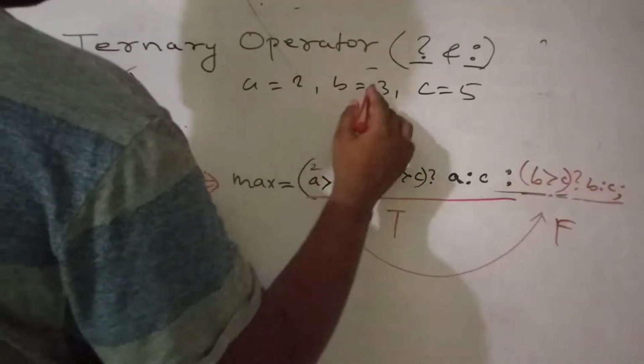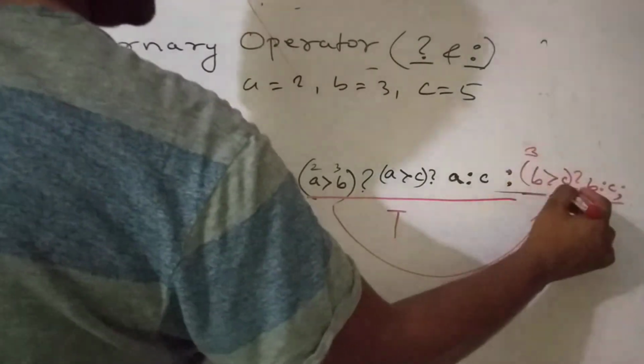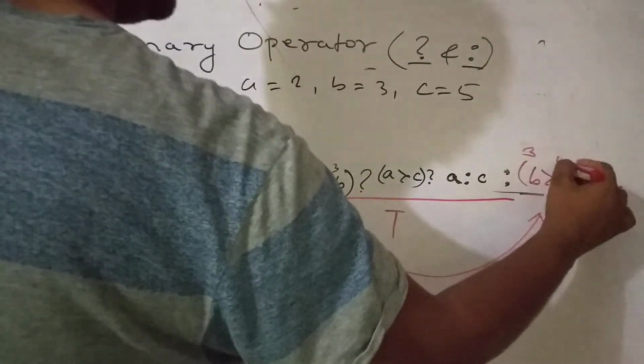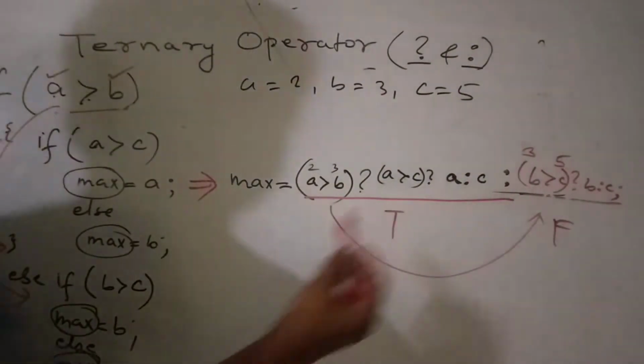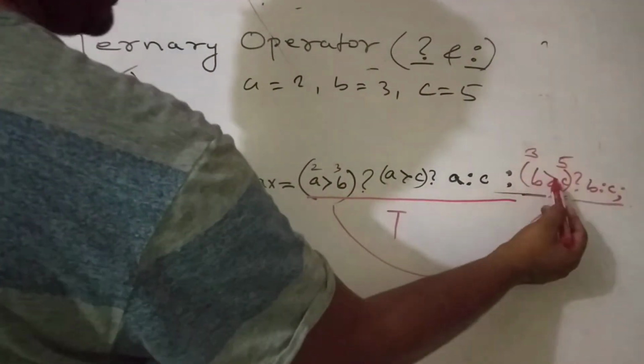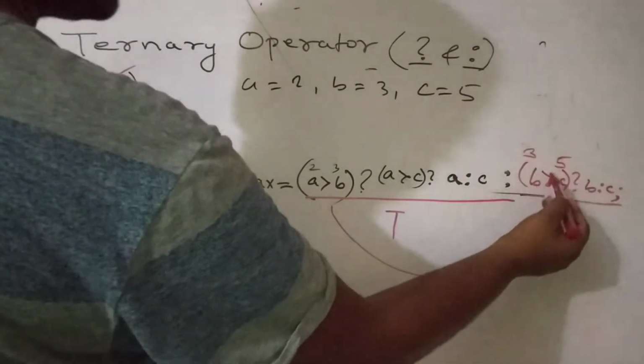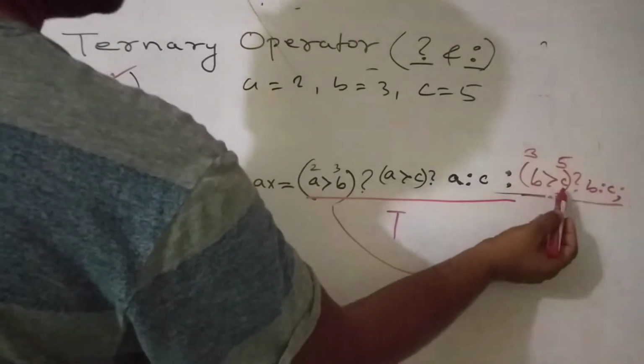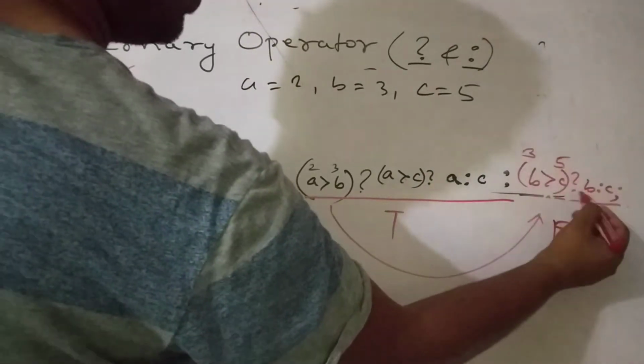Let us check out here. So what is the value of B? The value of B is 3. And what is the value of C? The value of C is 5. Now let us check. 3 is greater than 5? No, false. So if this is false, where will it go?